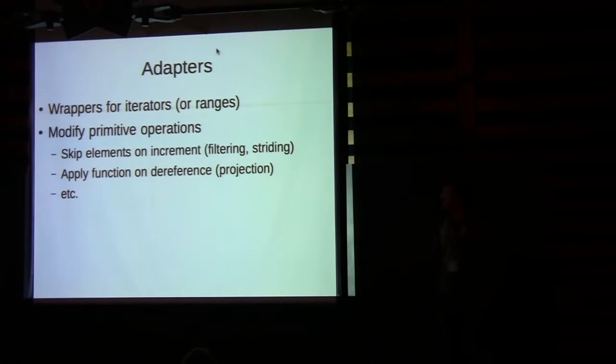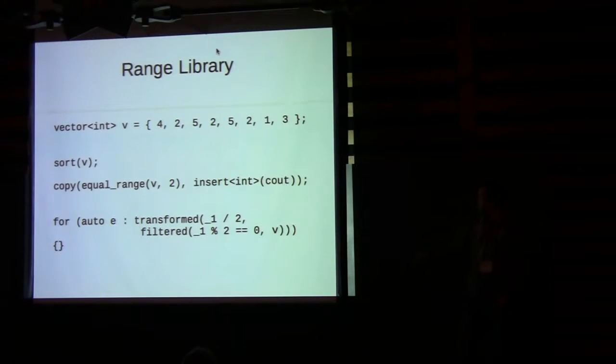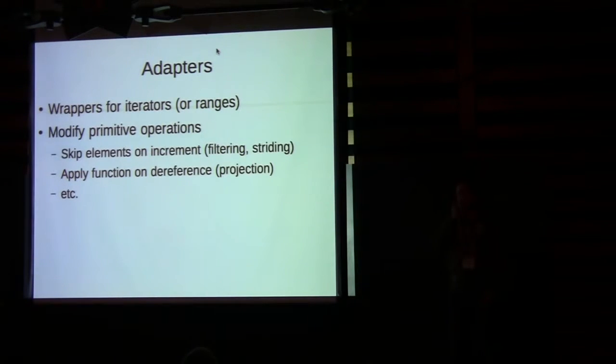Right, so adapters are wrappers for iterators or ranges. And what they do is they modify the primitive operations, right? So if I have this filter adapter here, if I increment, that thing checks, well, does the new element match the predicate? Does the predicate return true? If not, it just skips over it. So we modify the increment operation. And the transformed adapter that we had there modifies the dereference operation of an iterator, or whatever the equivalent is for a range.